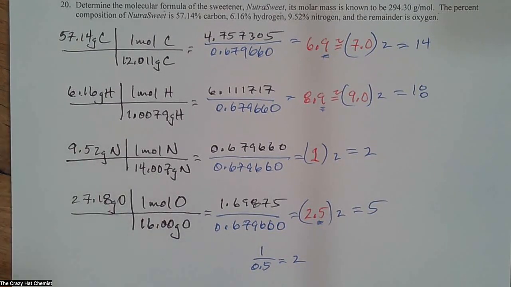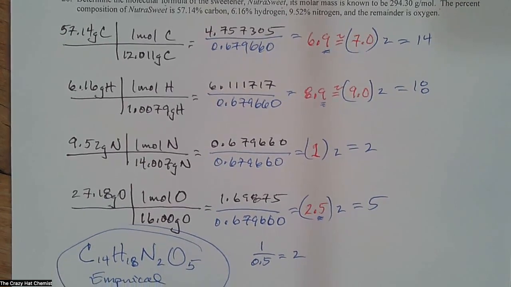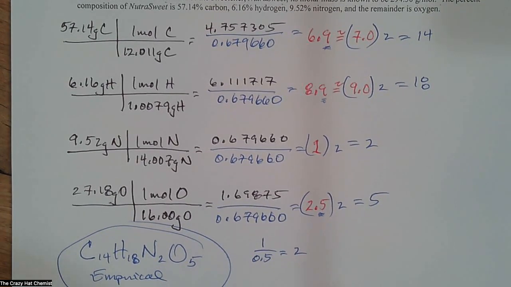So that will give us my empirical formula. And so I've written these in the order of which they should be. So carbons is 14, hydrogens are 18, and nitrogens are 2, and oxygens are 5. This is the empirical formula. Okay, there's the empirical formula of NutraSweet.